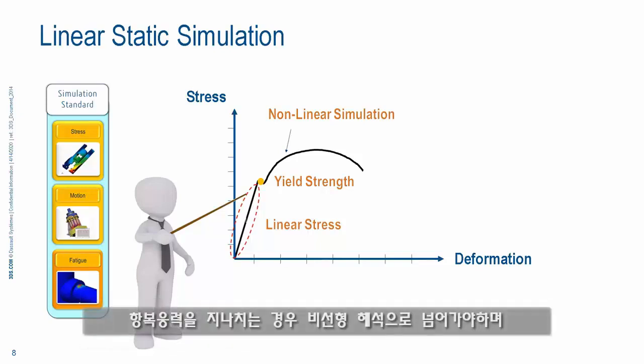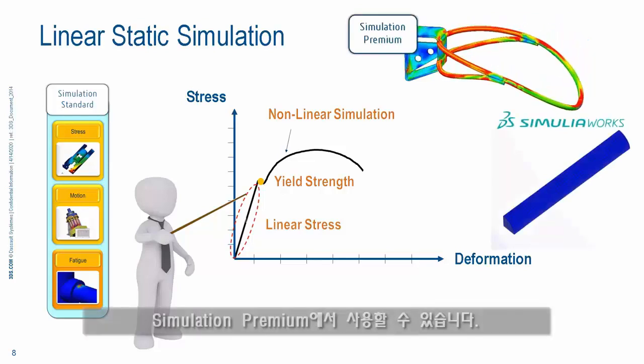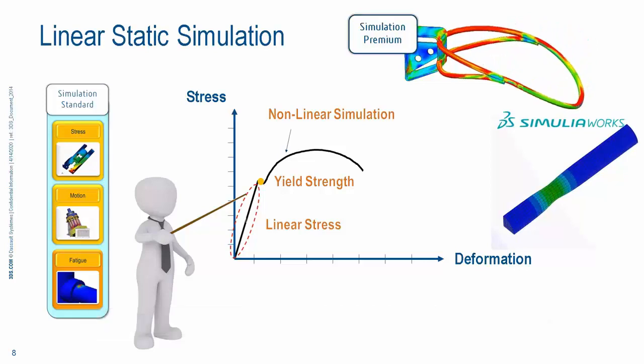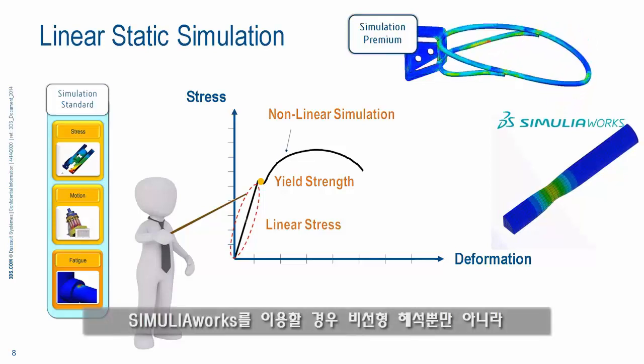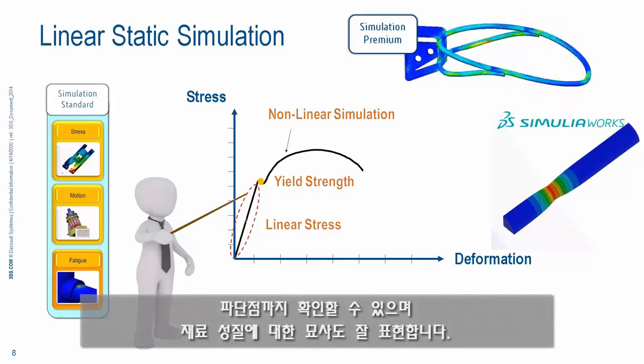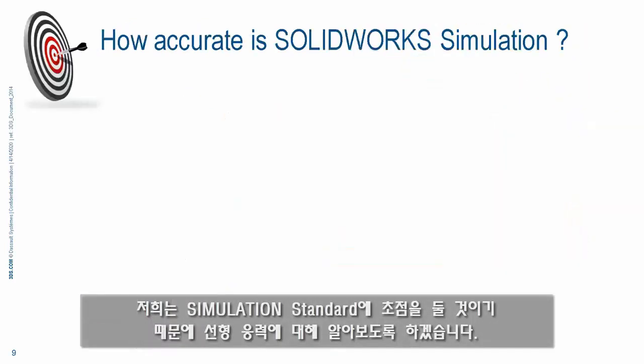If we're passing the yield strength, then we need to move to a non-linear simulation, and that we can do with Simulation Premium. And we can also use SIMULIAworks products, and that really takes us all the way up to the breaking point, to failure, and have a really good description of the material behavior in the SIMULIAworks product. But we will focus on the Simulation Standard and talk about the linear stress.